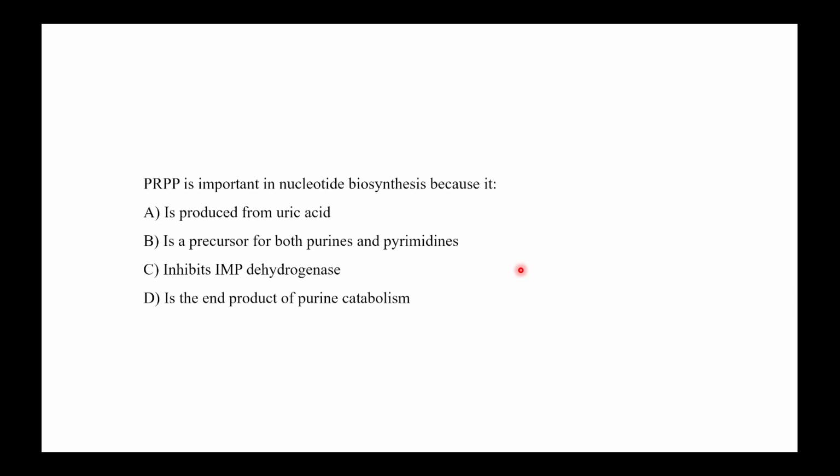What could be the correct answer here? The correct answer is option B. PRPP is important in nucleotide biosynthesis because it is a precursor for both purines and pyrimidines.